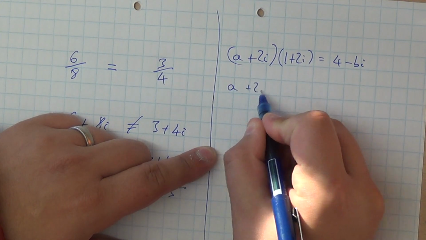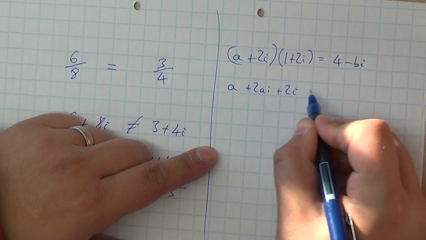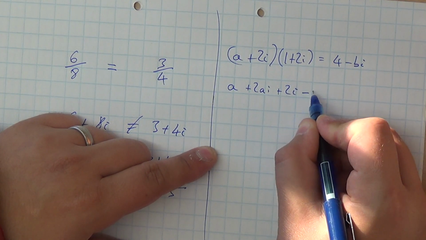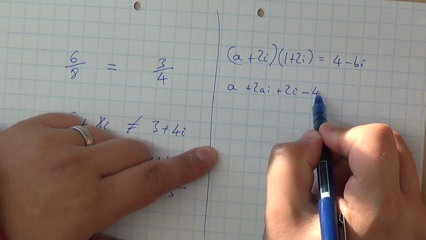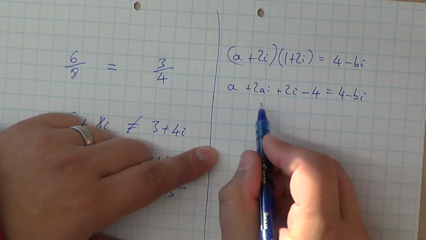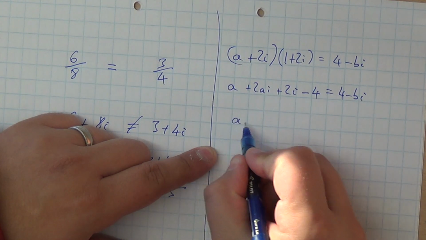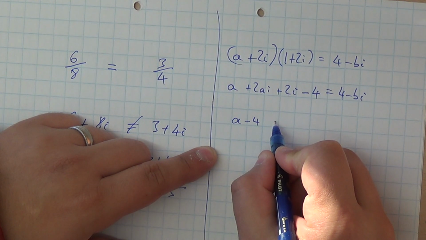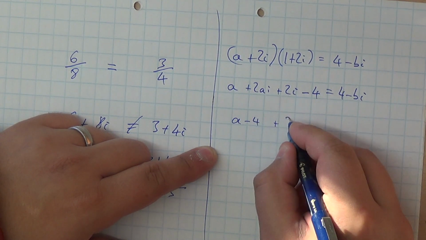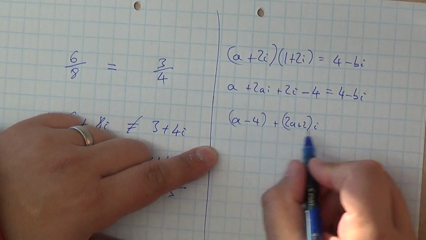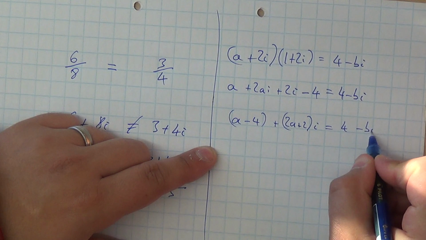So a plus 2ai plus 2i, take 4. i squared is negative 1, 2 twos are 4, so that's negative 4, equals 4 take bi. So the real part here is a take 4, and the imaginary part is 2a plus 2, lots of i. So I've just made the bracket so we can see that's real, and 4 take bi.